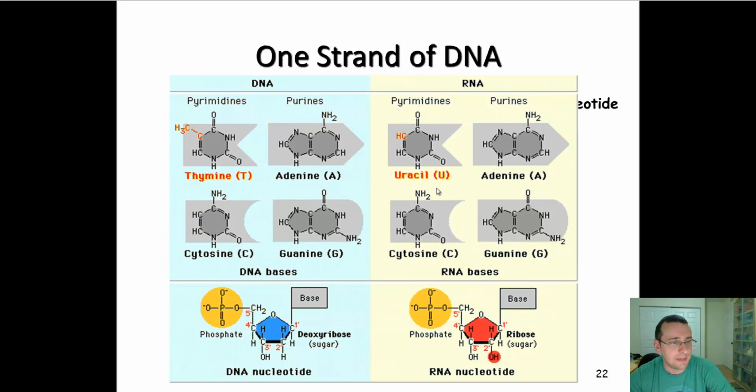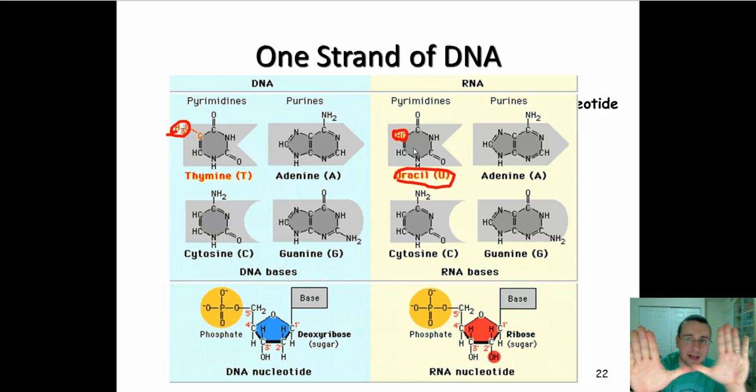Now, notice that in RNA, the base thymine is replaced with uracil, but there's barely any difference between the two of them. Notice that instead of having a methyl group here, all you have is a hydrogen connected to the carbon. So it's a simpler molecule. And the only reason for that is that it makes it a little more stable.